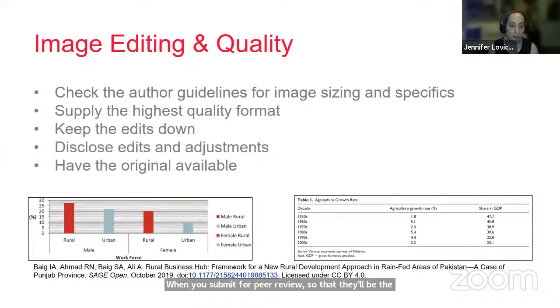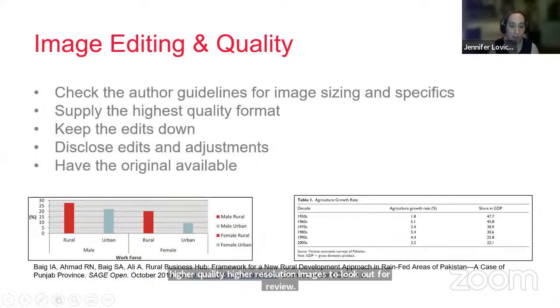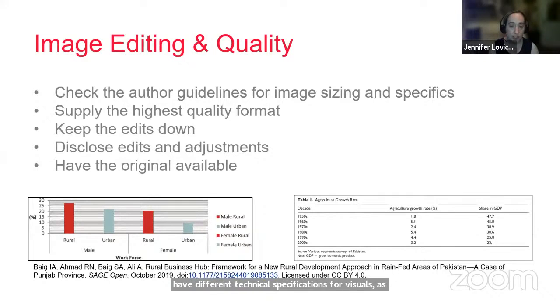And also, it really helps out reviewers and editors if they have higher quality, higher resolution images to look at for review. Different publishers will have different technical specifications for visuals as supplemental material, so be sure to thoroughly check journals' manuscript submission guidelines. Images supplied in color will not usually be reformatted, so you should make sure the colors are exactly how you wish them to appear if your article is accepted and published.